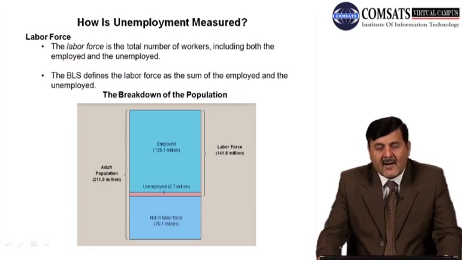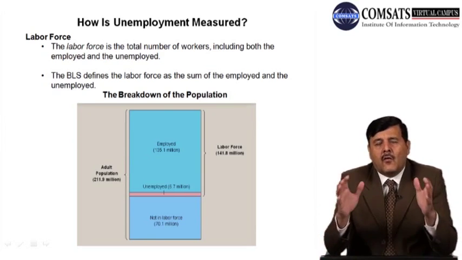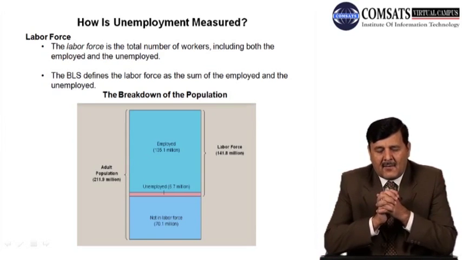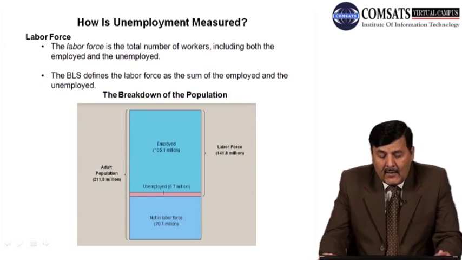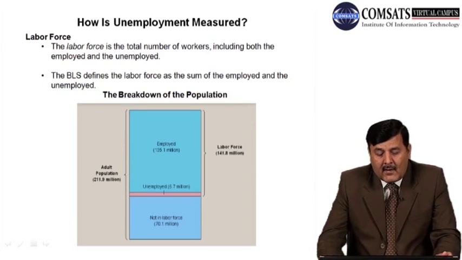As you can see on this slide, we have tried to give the breakdown of the population, how the population can be divided into different categories. If you look at this box, the top upper box is employed people, who are 135.1 million. Unemployed persons, the pink color you can see, are only 6.7 million. 70.1 million are those who are not in the labor force.